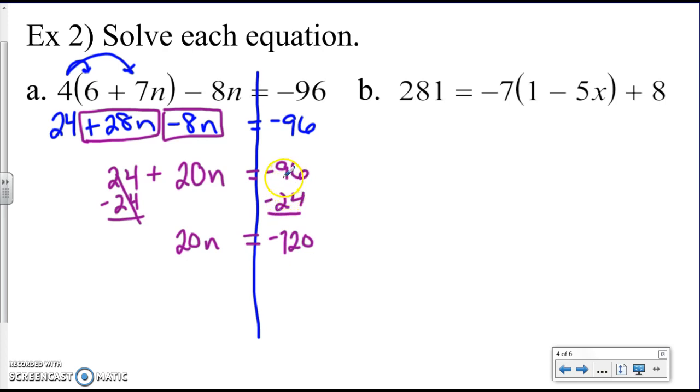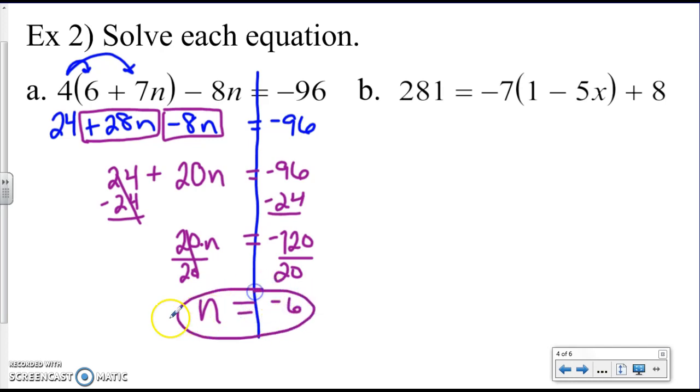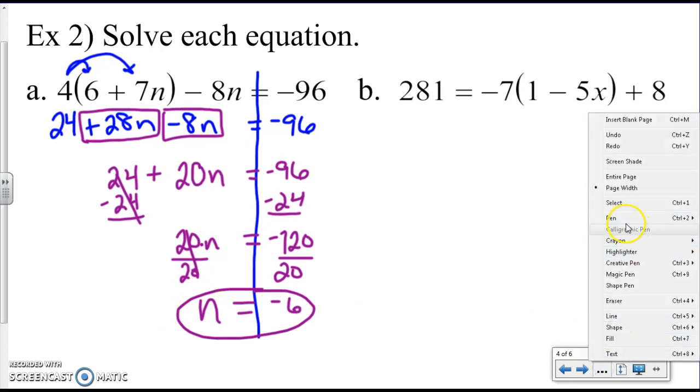Be careful with your signs. When you type this in, it's negative 96 minus 24, not minus a negative 24. Don't add extra signs there. And then our last step, because the 20 and the n are not right next to each other, is to divide by 20 on both sides, so that I have n equals negative 6. You can plug that in for all your n's and type it in your calculator and simplify. You should get negative 96 for an answer.